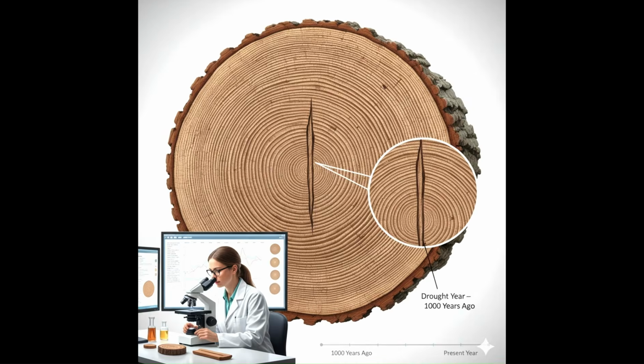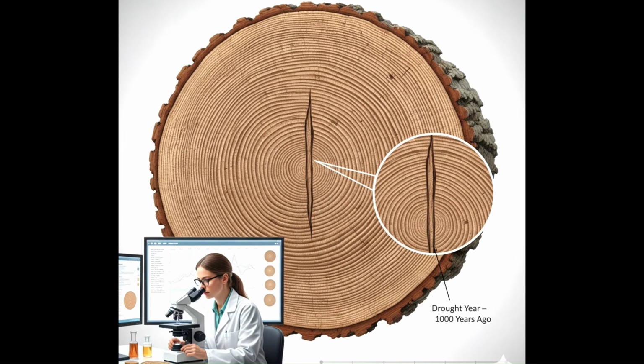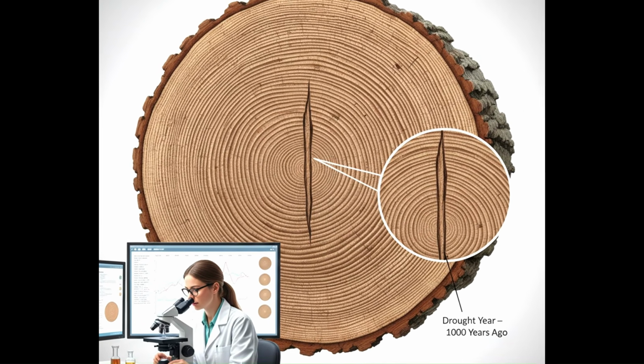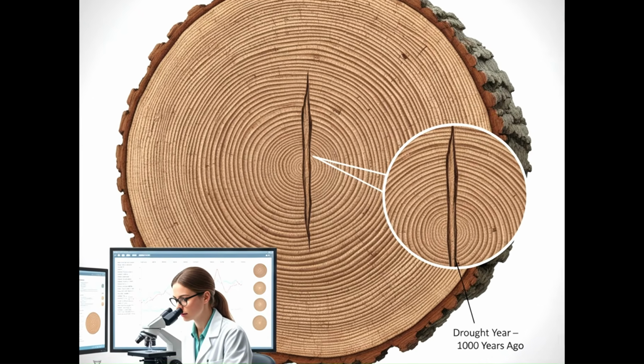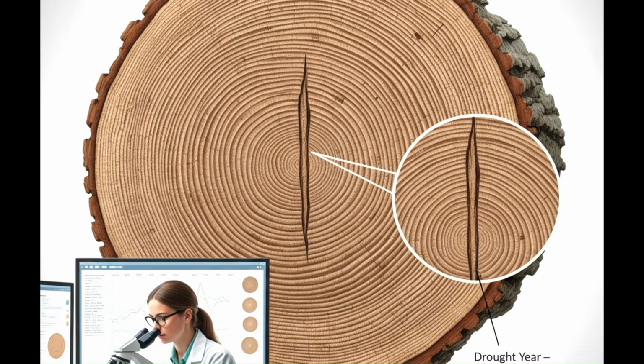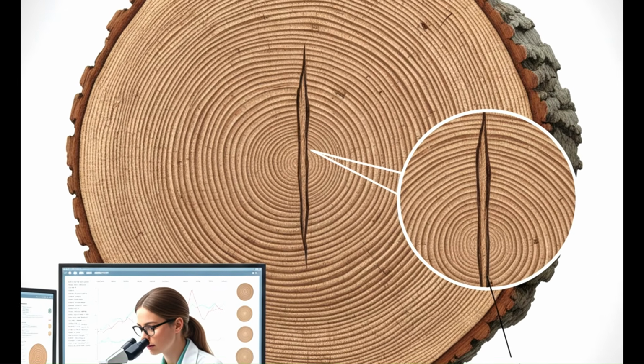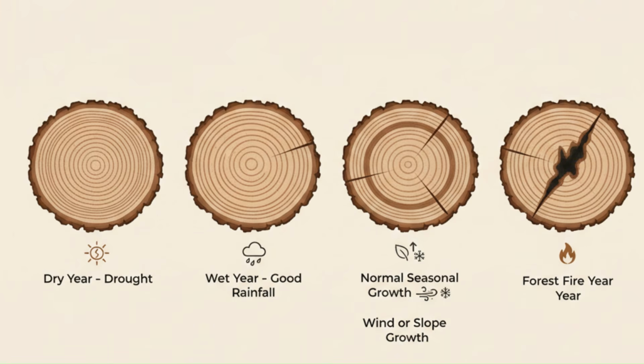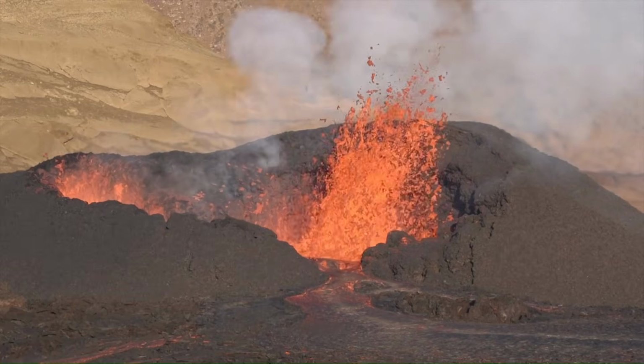Not only this, rings tell us even more than just age. Scientists have studied tree rings to understand droughts that happened 500 to 1000 years ago. Thin rings show dry years, wide rings show rainy years. Not only this, tree rings can even record volcanic eruptions.